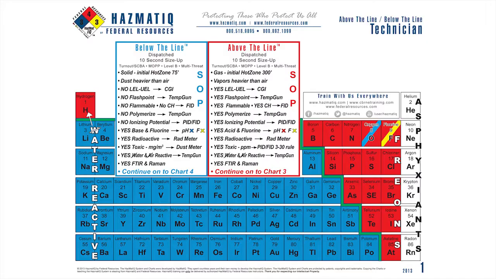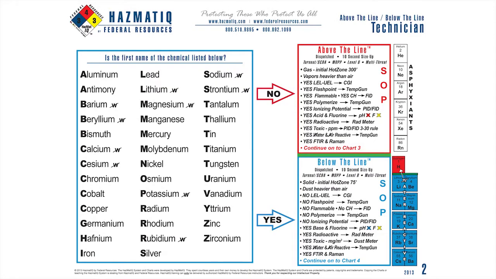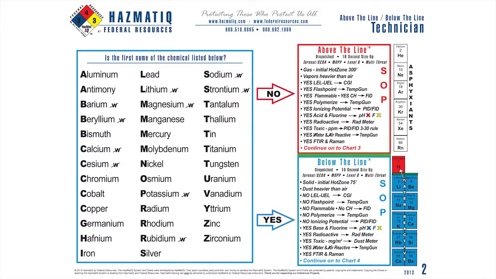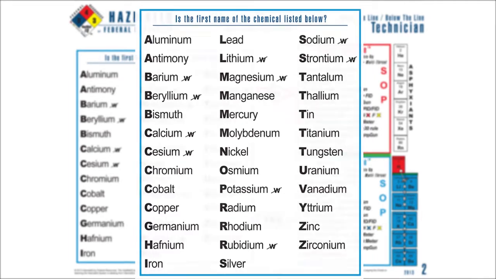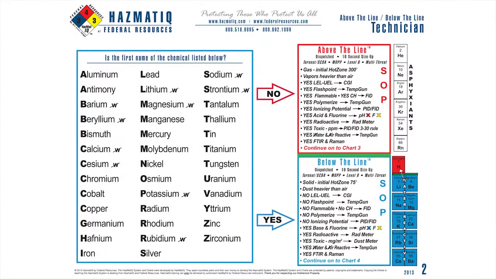Okay, so we'll start with step number 1, size up. Is it above the line or below the line? You can use chart 1, the periodic chart, the blue or red periodic chart, or you can use chart 2. I'm a fan of using chart 2. It makes it easier for me. So everybody turn to chart number 2 and look down the alphabetical list, and the first name of the chemical is thionyl. Is it there? Go down to the T's. No, it is not there. So we go to the above the line size up.